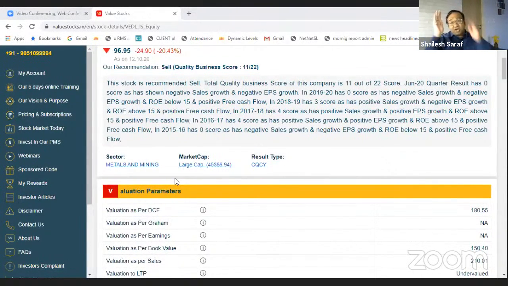So whenever the quality business score is bad, and I have said it is sell, be very careful. That means the company is not very, very good. And we are giving you the details. We are not hiding anything. So okay, the company is not very good. Let me take a decision. So you become an intelligent investor. Within 3-4 minutes, you can understand whether the stock is good or bad.